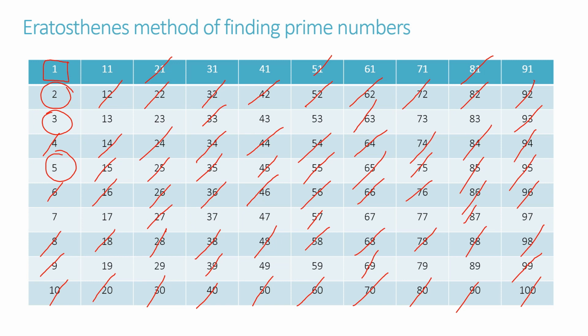Now the next number after 5 without a line through it is 7. So 7 is a prime number. Draw a circle around 7 and strike out all the multiples of 7. Now 7 is circled here. Start from 14, then 21, 28, 35, 42, 49, 56, 63, 70, 77, 84, 91 and 98.